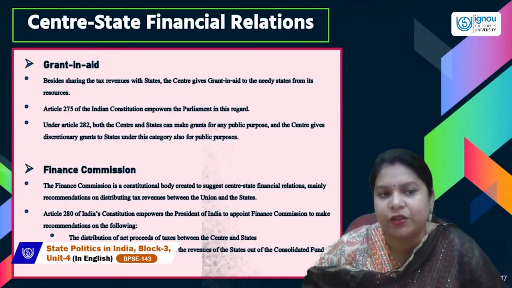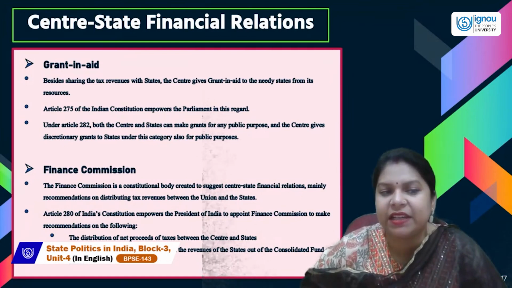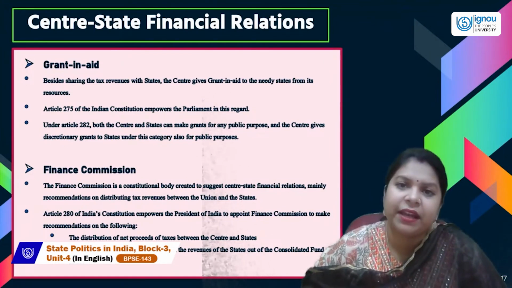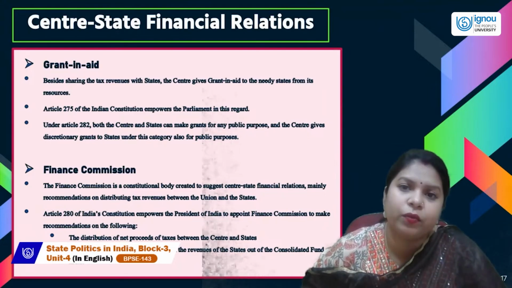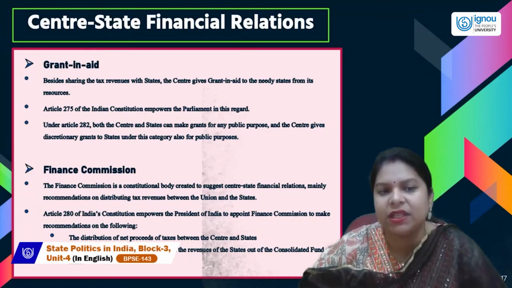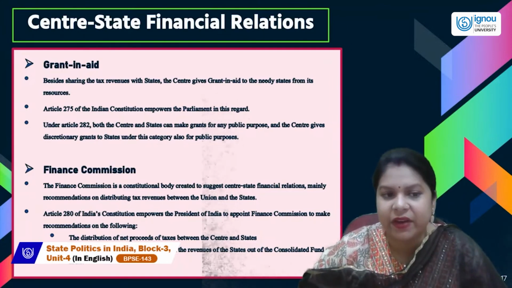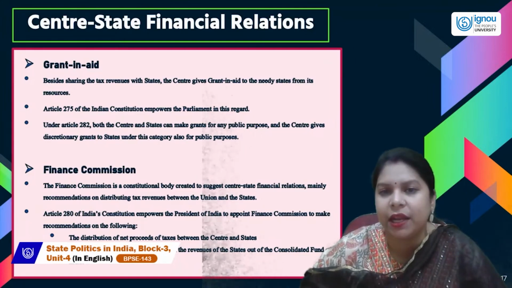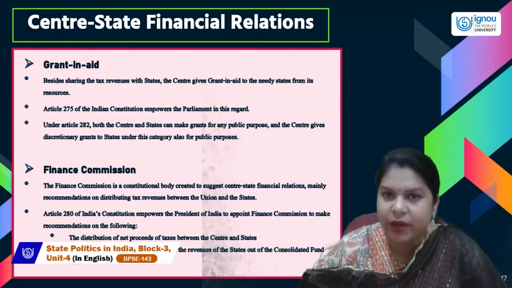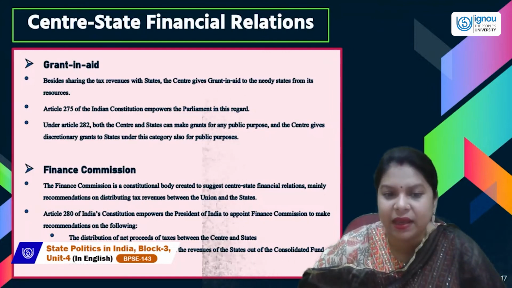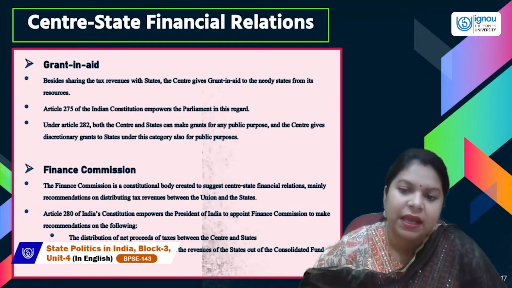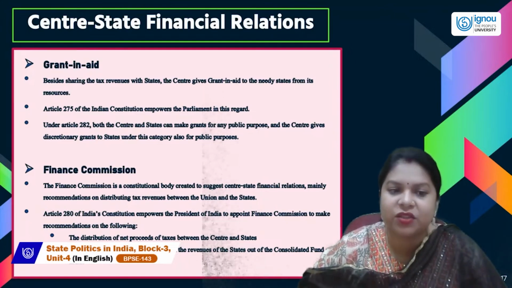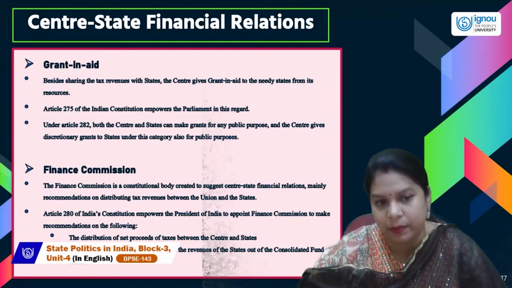Let's talk about grant in aid. So besides sharing the tax revenues with states, the center gives grant in aid to the needy states from its resources. So the center can give grant in aid to the states which are in need of resources from the center. Article 275 of the Indian Constitution empowers the parliament in this regard. Under Article 282, both the center and the states can make grants for any public purpose, and the center gives discretionary grants to states under this category also for public purposes.